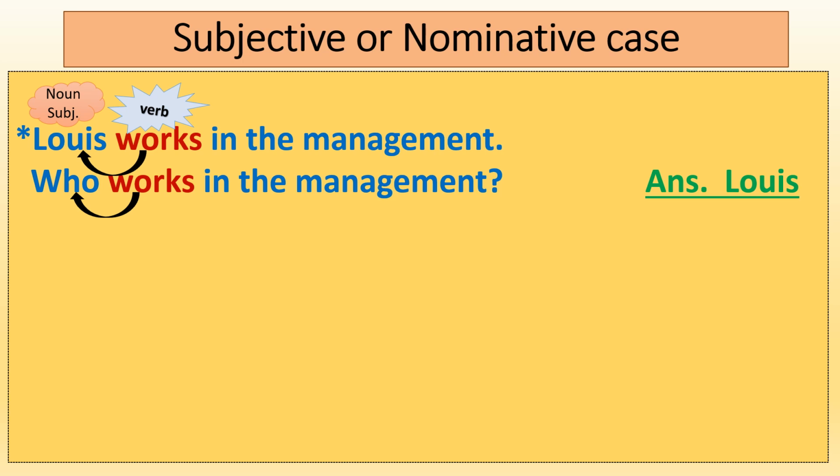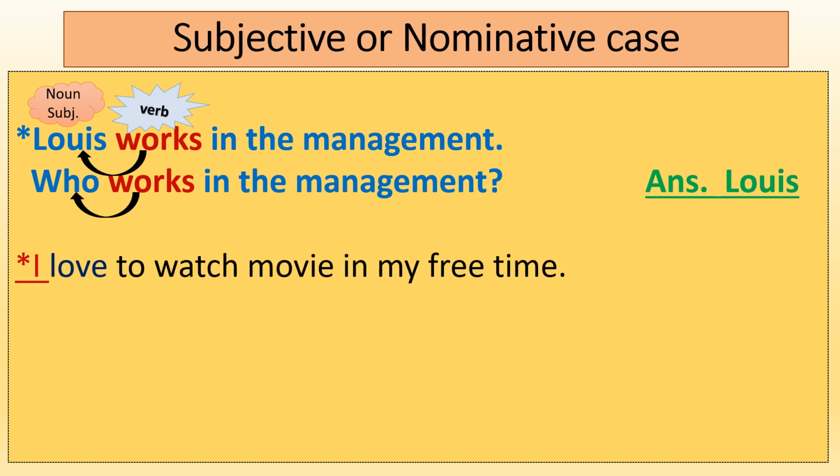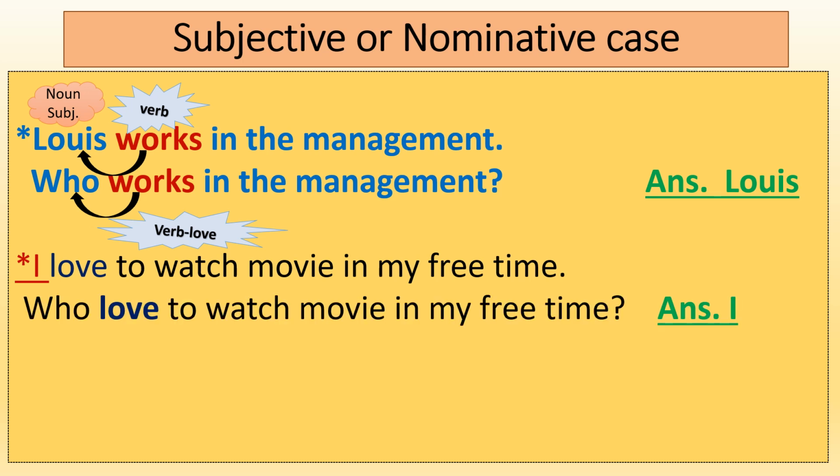See the second example. I love to watch movies in my free time. Here, verb is love. Okay, main verb. Now we will place who before love and frame a question. Who loves to watch movies? I. I is a pronoun and it's in nominative case. It's the subject of this sentence.